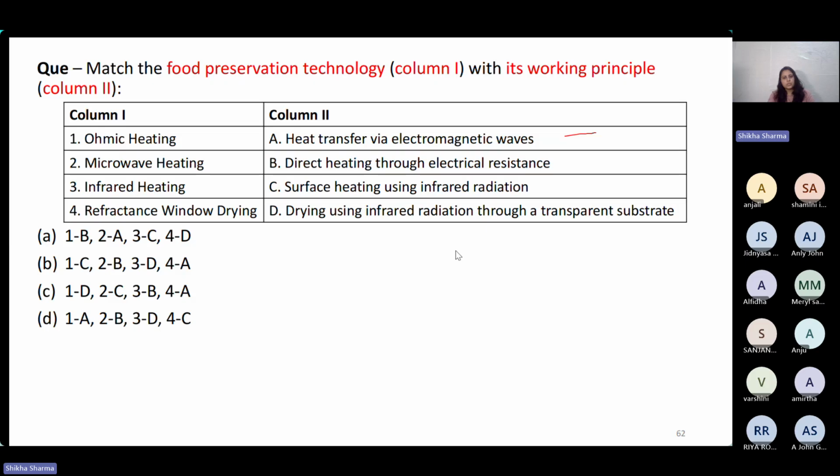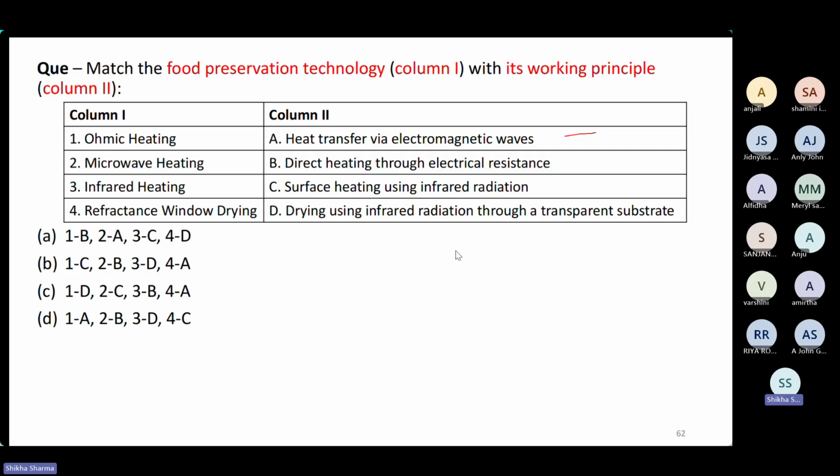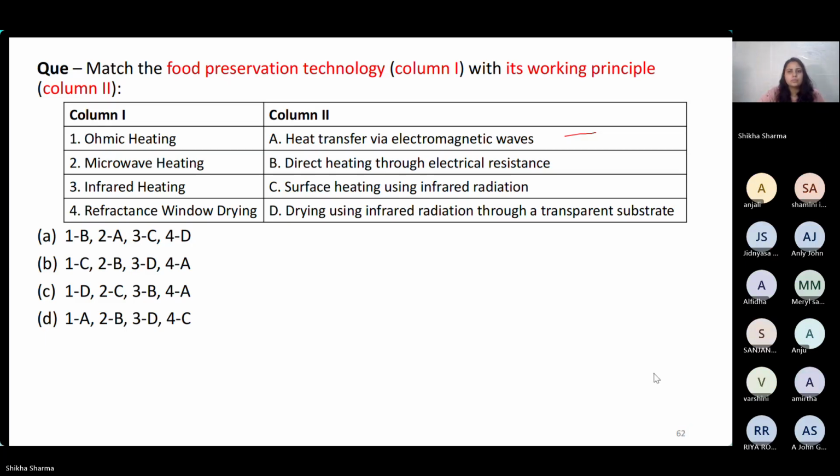Anyway, we already discussed ohmic heating. Also, we discussed some part of microwave, which is basically similar to radio frequency, but the operating frequency is different. We discussed ohmic heating. So Anju is saying A here in this case. Let's see.